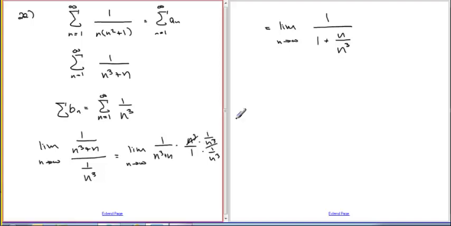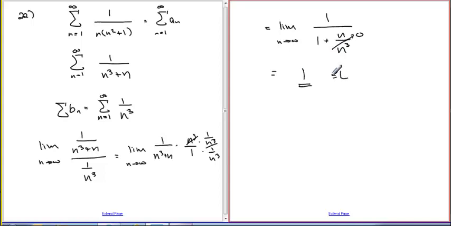So this goes to 1. And so this one, you get n cubed divided by n cubed, which is 1, and you get n divided by n cubed. You have to take the limit as n goes to infinity. What's happening, this goes to 0. So we just end up with 1. That's our limit.